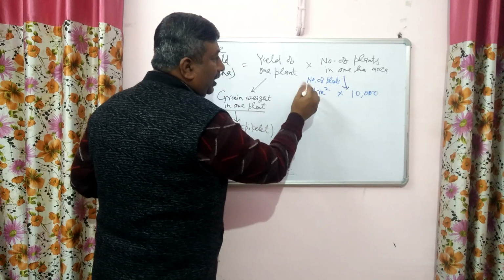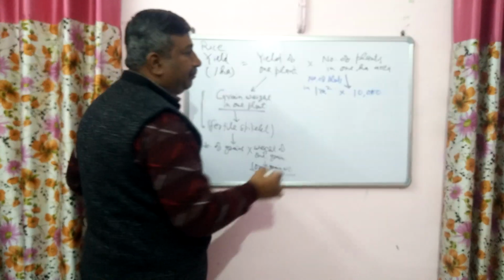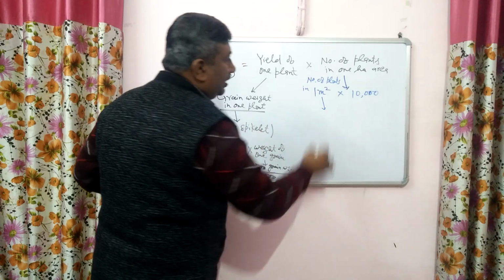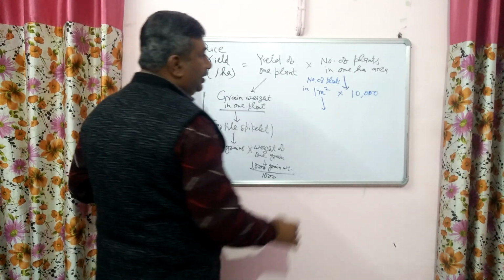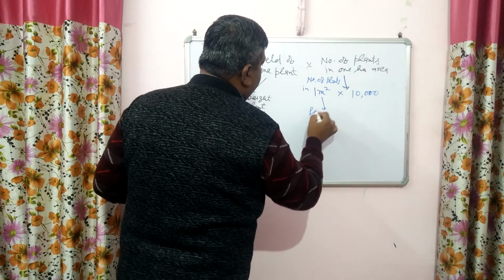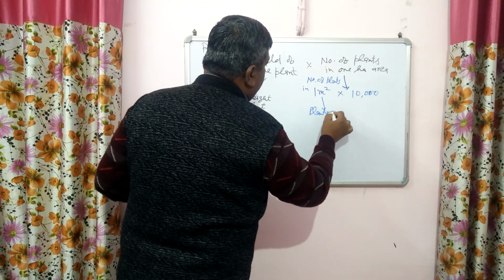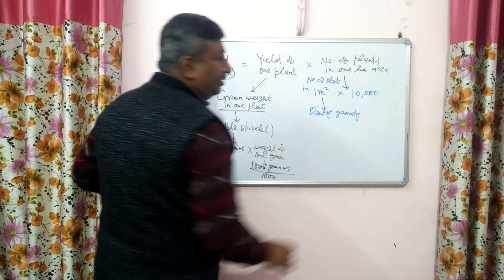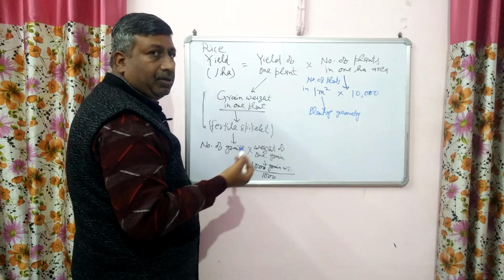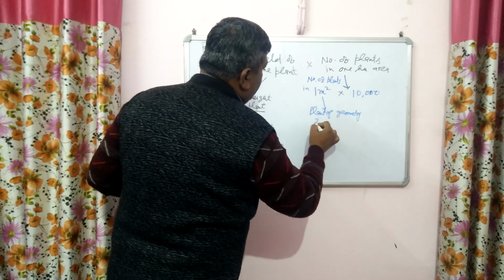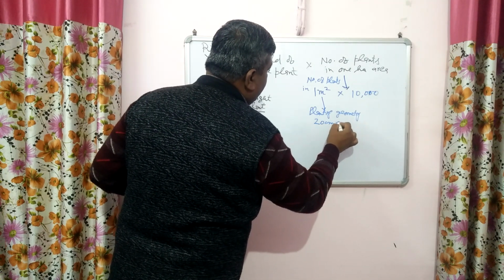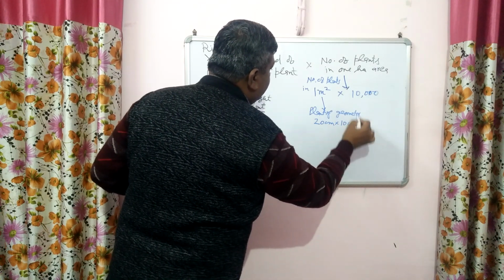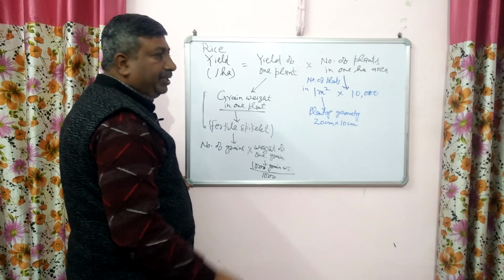Okay, so the number of plants in 1 square meter area, how is it calculated or determined? By planting geometry. What is planting geometry? Planting geometry is, for example, 20 by 10 centimeter. Suppose the geometry is 20 centimeter by 10 centimeter for rice. So the number of plants in 1 square meter area.